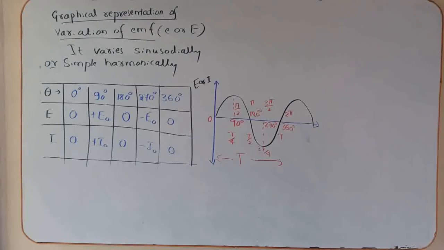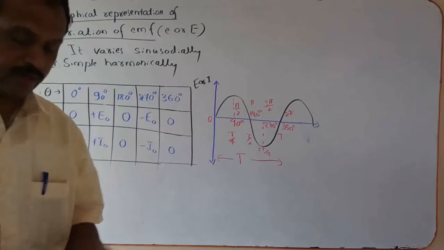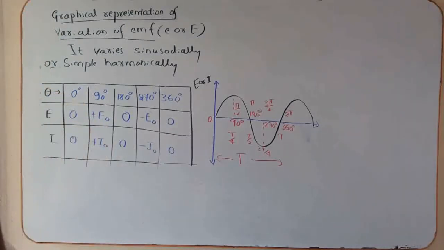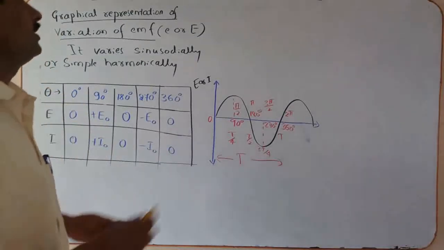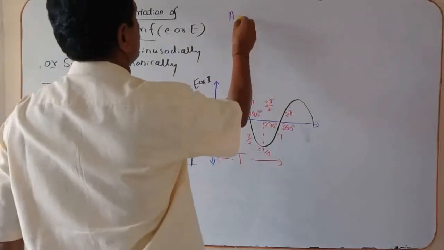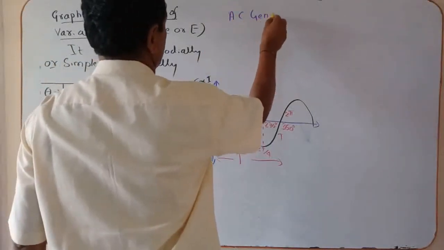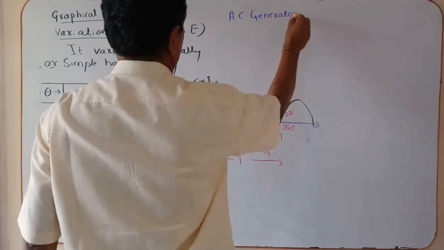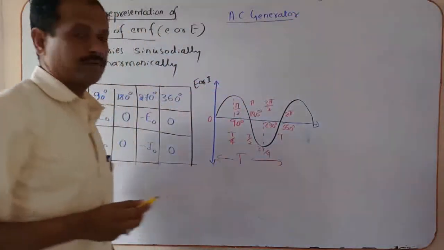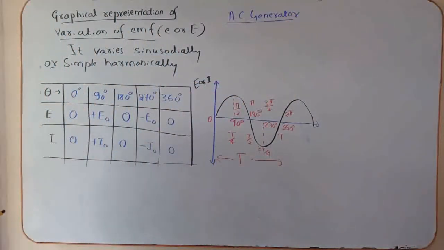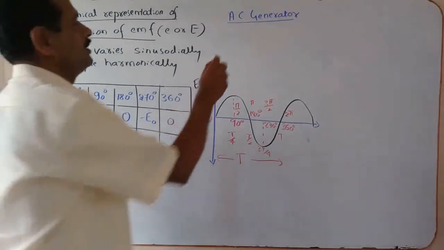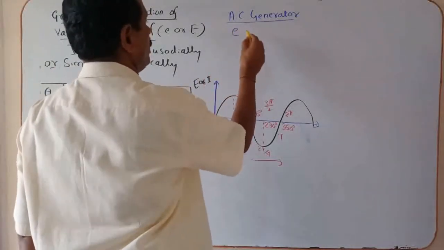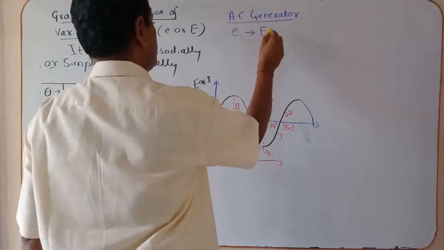In a previous video clip, you already know about the EMF induced in a rotating coil in the AC generator. Finally, you got the expression for EMF, where instead of small letter e, you represent it with capital letter E.